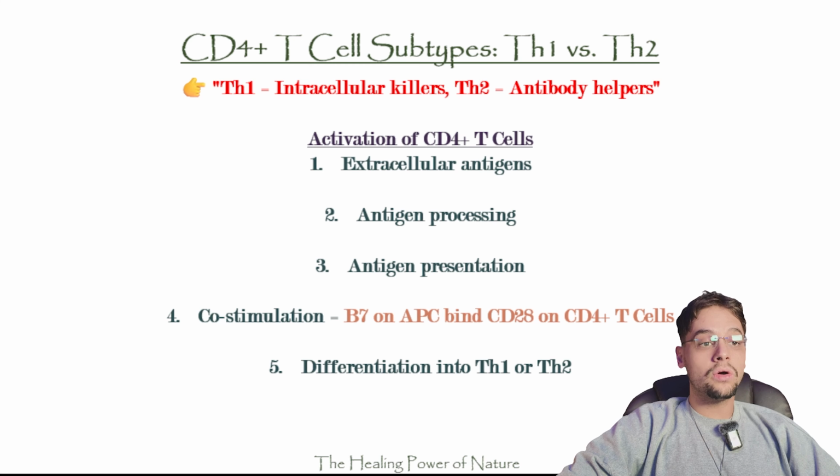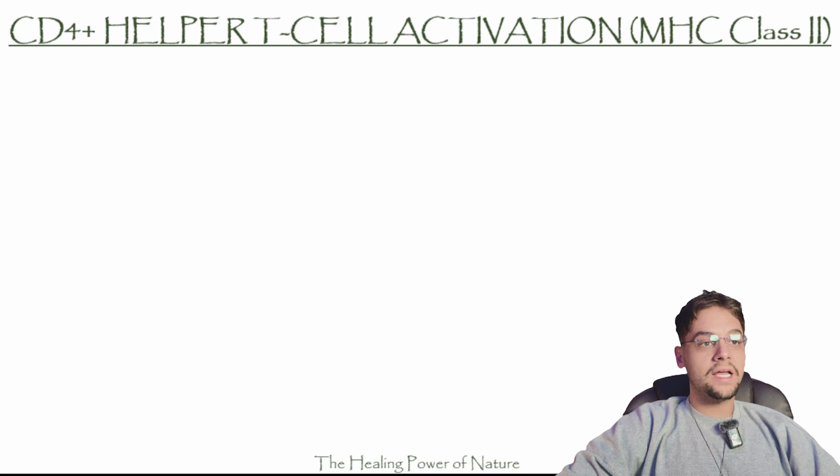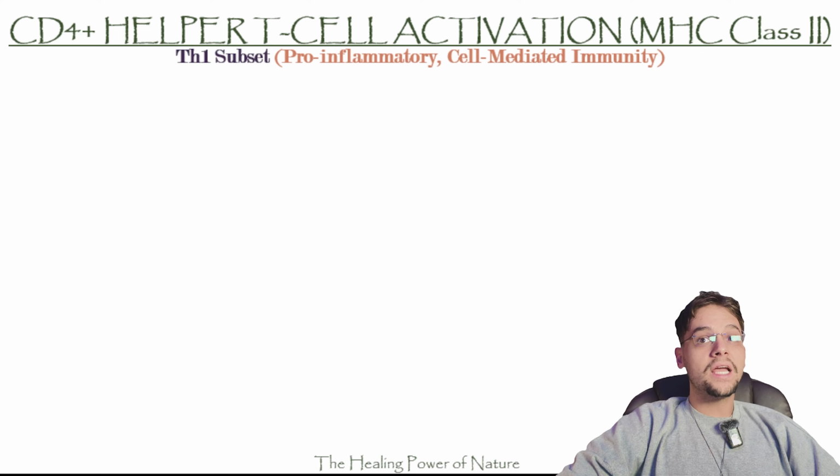Without the second signal, the B7 to CD28 interaction, the T cell will enter anergy, or unresponsiveness. Remember, Th1 is intracellular killers, Th2 are antibody helpers. So let's talk a little bit more about Th1 versus Th2. Th1 are the intracellular killers and Th2 are the antibody helpers.